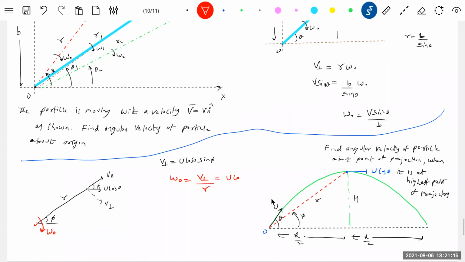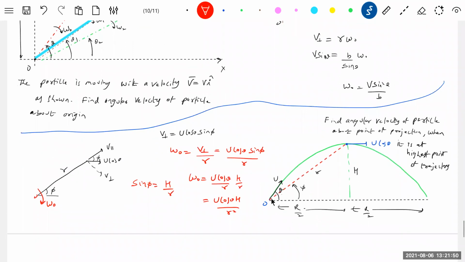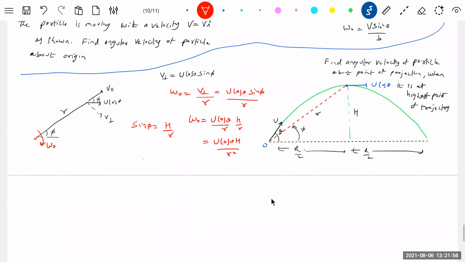V perpendicular, okay, somehow we got it. What about r? Sin phi also we don't know. So let's write sin phi. Sin phi will be h by r. So sin phi I'll write h by r, times u cos theta. What is small r? It is a right angle triangle. Next page, we'll take it here.